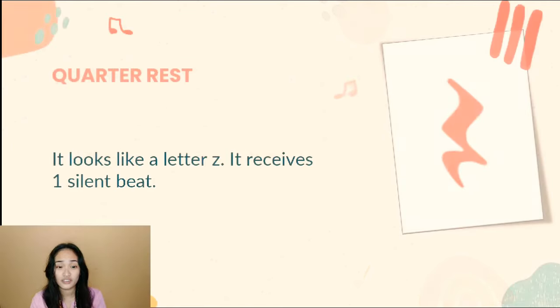And for the third rest, it looks like letter Z. The symbol looks like letter Z. And the fourth rest receives one silent beat. Again, learners, what do we call a rest that receives one silent beat?